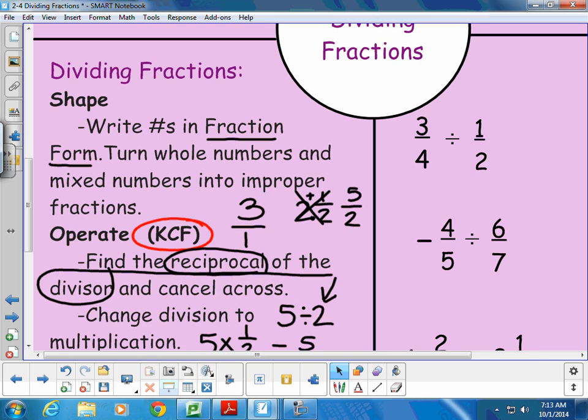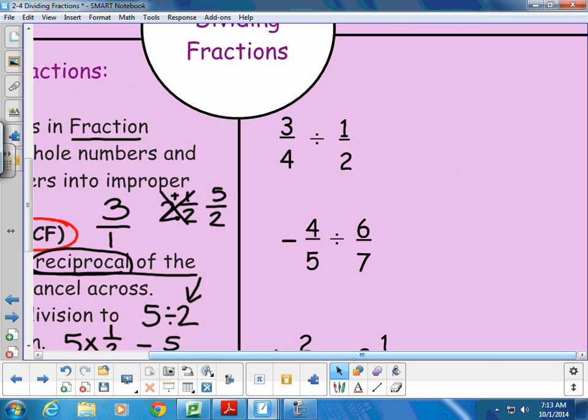All right, so let's give a couple of these a try using our rules. I may do my checklist on the side again. If I see 3/4 divided by 1/2, some of you may use keep, change, flip. I don't care as long as you're showing your work and it makes sense to you. So I'm going to keep that first number, change division to multiplication, and change 1/2 to its reciprocal. They're already in fraction form, so I don't have to worry about that. I'm going to flip those numbers around for 2 over 1.